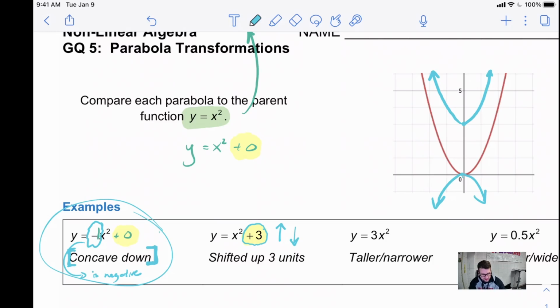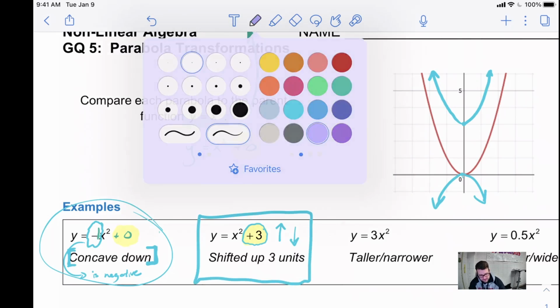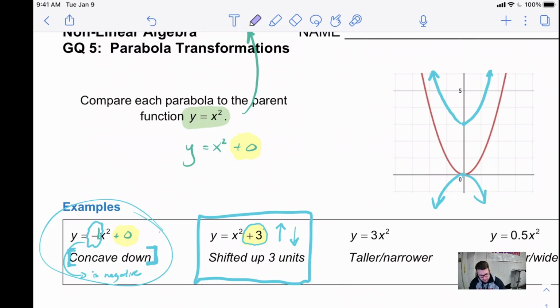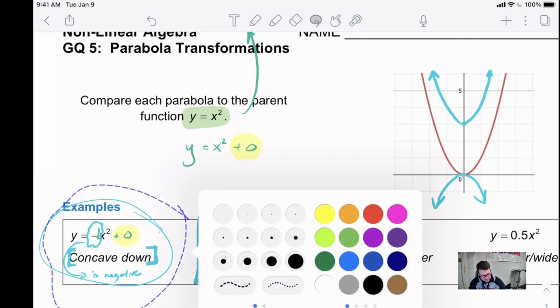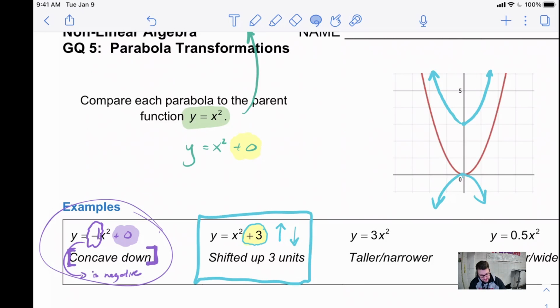Let's actually try to color code these a little bit. So this will be my blue one, and then I'm going to make this one my purple one over here. Let's see if I can do this. Let's make it purple. And that one was our concave down example, so this was that one.